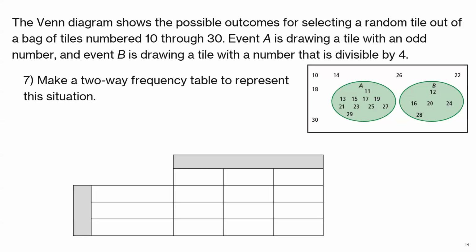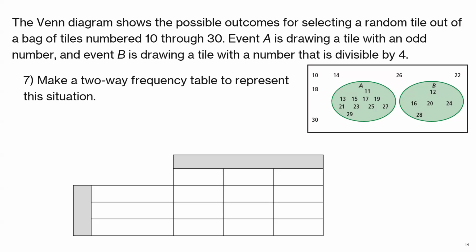So here we have a Venn diagram showing the possible outcomes for selecting a random tile out of a bag of tiles numbered 10 through 30. Event A consists of drawing a tile with an odd number. Event B is drawing a tile with a number divisible by 4. Are there any odd numbers divisible by 4? No. Are there any numbers divisible by 4 that are odd? No. So these two events are mutually exclusive. They can't happen at the same time. So looking at this Venn diagram, there is no overlap. Okay? So if you can draw a Venn diagram with no overlap, those two events are mutually exclusive.